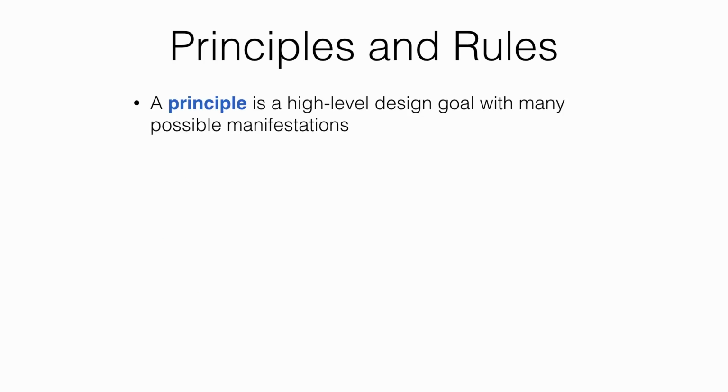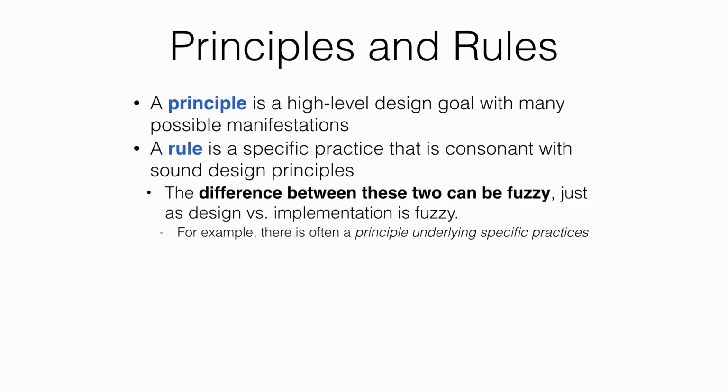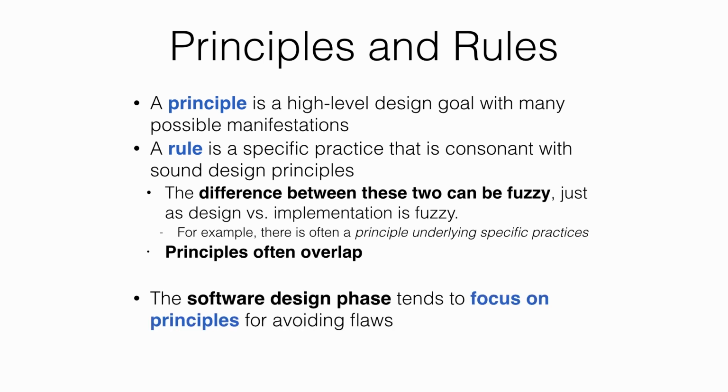A principle is a high-level design goal with many possible manifestations, while a rule is a specific practice that is consonant with sound design principles. Now, the difference between these two can be fuzzy, just as the difference between design and implementation is fuzzy. For example, there is often a principle underlying specific practices. Principles may also sometimes overlap. The software design phase tends to focus on principles for avoiding flaws, and less on rules, which are more part of the implementation phase.